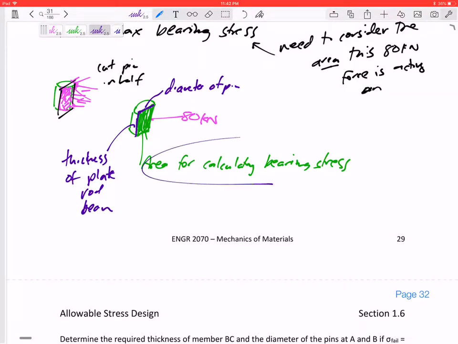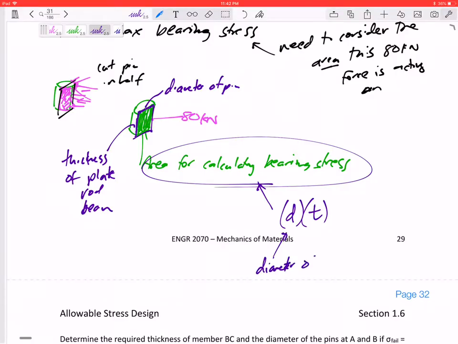Okay, so the area for calculating bearing stress, that was a terrible drawing, probably a terrible explanation. But the area we need to use for calculating bearing stress is this rectangle right here that is diameter of the pin times the thickness of the plate.